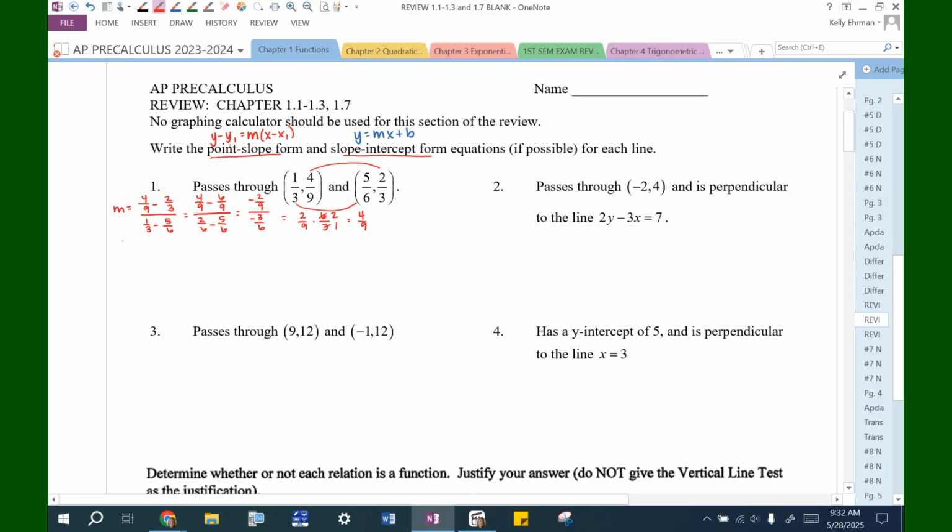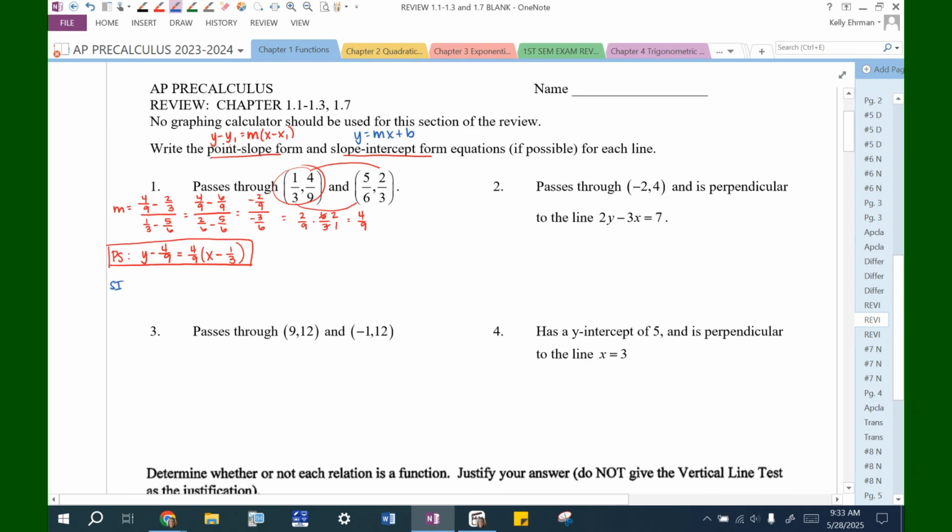All right, so point slope form. I'm just going to call this PS, point slope form. You can use either one of the 2 points. It does not matter. I'm just going to use the first one. So y minus 4/9 is equal to the slope, which is 4/9, times x minus x1, which is 1/3. So this is point slope form. That's the easy one. We use it a lot in calculus too, so you need to know that.